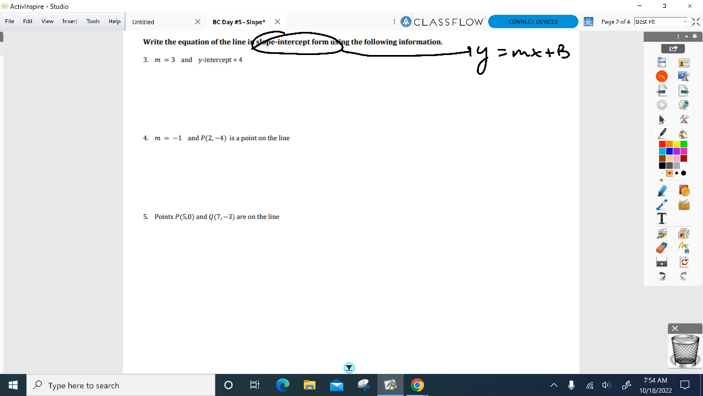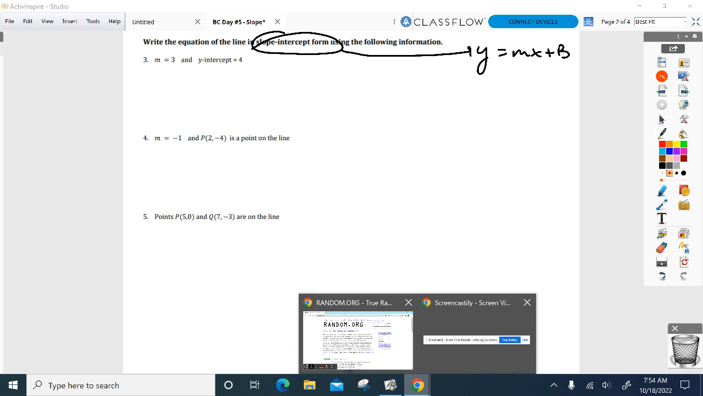To do that, every problem we do now, you need to figure out what the slope is if it's not given and the y-intercept. They go from very easy to a little bit difficult, 3, 4, and 5. 3, pretty easy, right? Everyone see I'm giving you both pieces of information you need. I'm giving you the slope and I'm giving you the y-intercept. Put them together and let's get the equation.